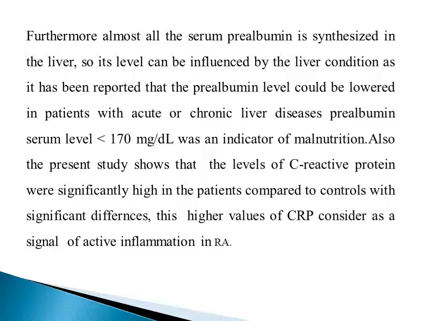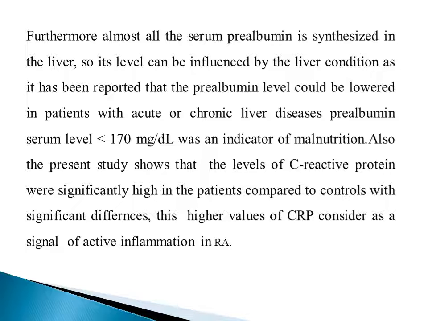Furthermore, almost all the serum prealbumin is synthesized in the liver, so its level could be influenced by liver condition, as it has been reported that the prealbumin level could be lowered in patients with acute or chronic liver disease. A prealbumin serum level lower than 170 was an indicator of malnutrition.